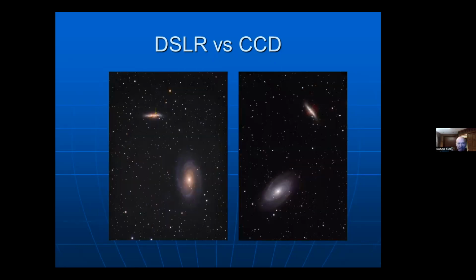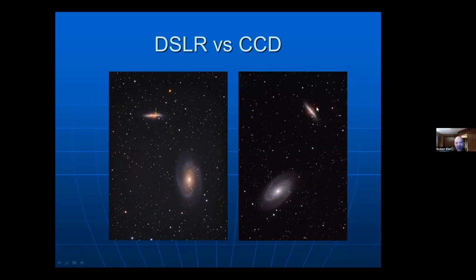And M81, M82, DSLR, and CCD. It's a little bit of difference of processing. I think I was trying to get the background darker here, and this one I probably should have worked a little bit better to get the background darker. But I did capture a supernova, which is what the arrow is pointing to.